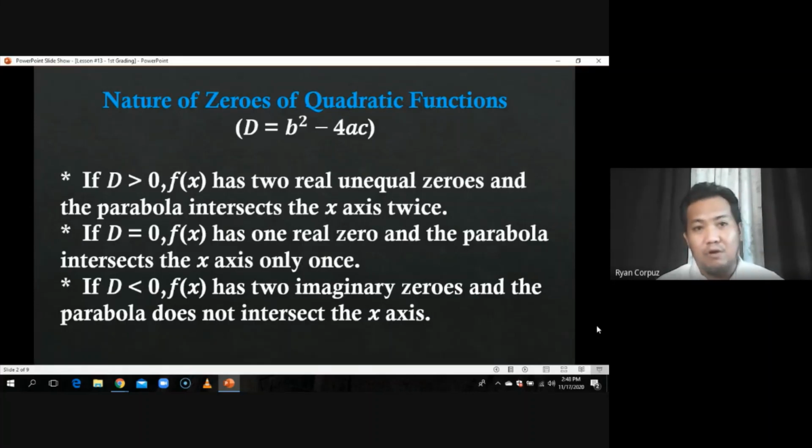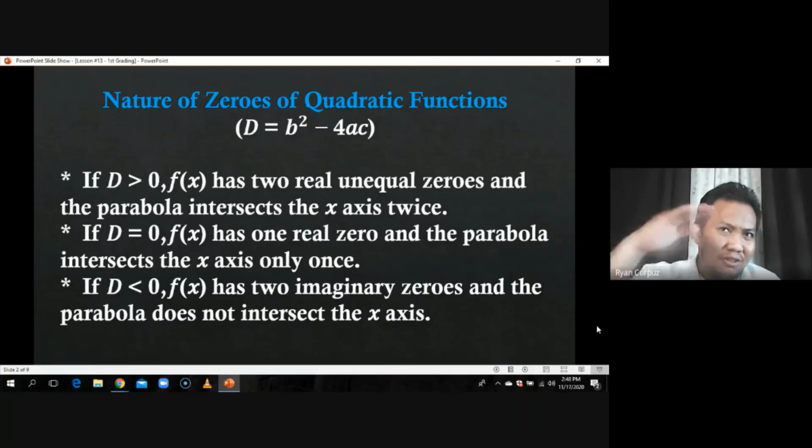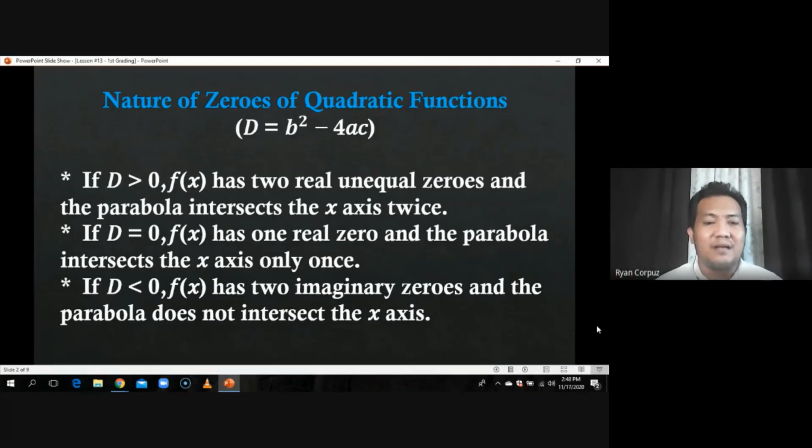Then if we are going to graph that equation of the quadratic function using the Cartesian plane, then we'll find out that the parabola will not intersect the x-axis. So paano ba hindi mag-intersect? Ibig sabihin, nakaangat yon sa x-axis, yung given graph of the quadratic function. So that is only if your discriminant is less than 0.